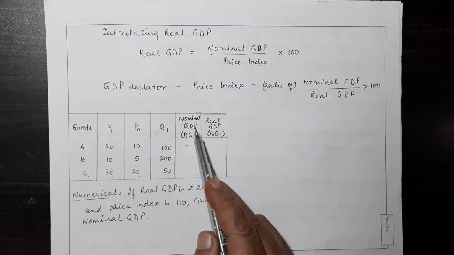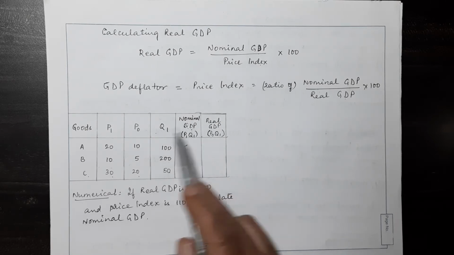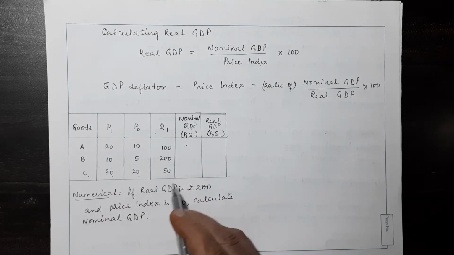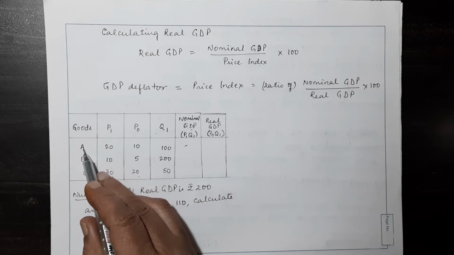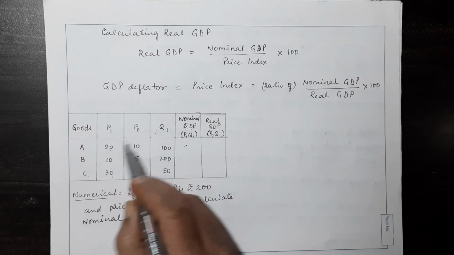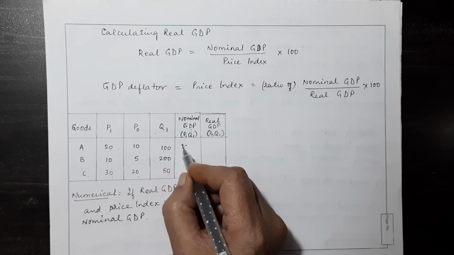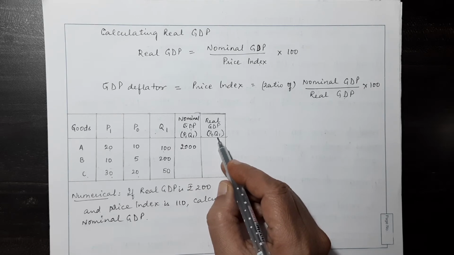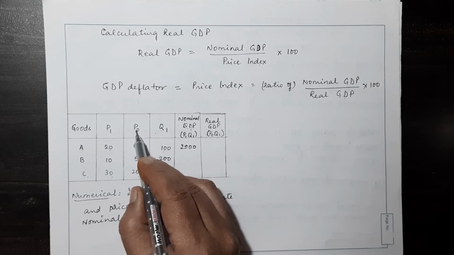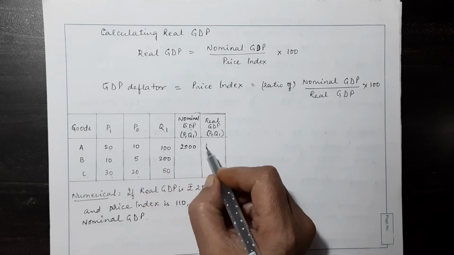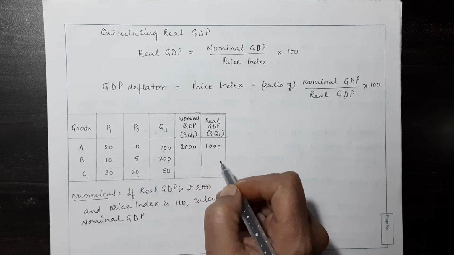So what is the nominal GDP of good A? Means every good contributes to the GDP, no? So what is the contribution of good A? This is given by P1 into Q1. P1 is 20, Q1 is 100. So this is given by 2000. Then what is the real GDP? Real GDP is given by P0, that is base year, into output in the current year. So 10 into 100, which is given by 1000, isn't it?